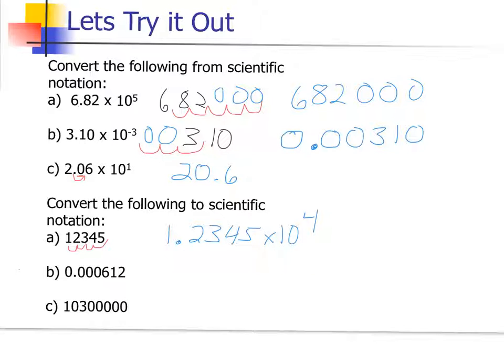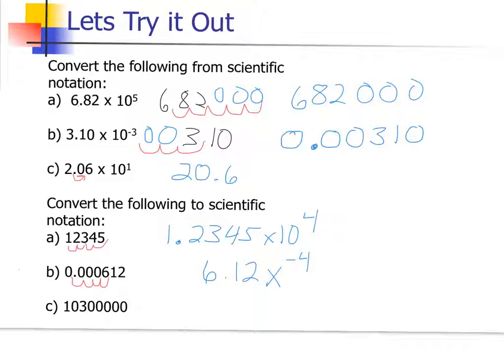4 spots. And here we have another one where we're going for a small number, meaning my number should be negative. 1, 2, 3, 4. And so we get rid of all those zeros because they're going to be insignificant to us, as we will see later on. And so it'll be 6.12 times 10 to the negative 4th.